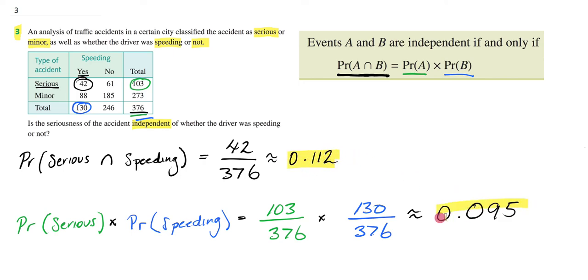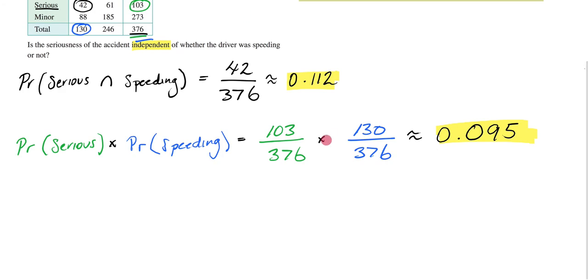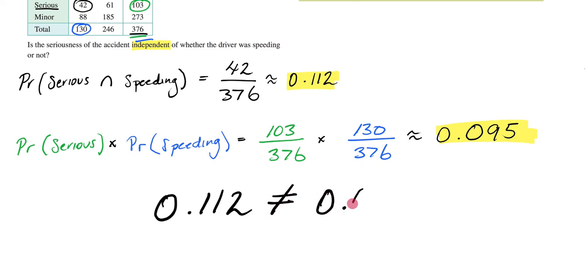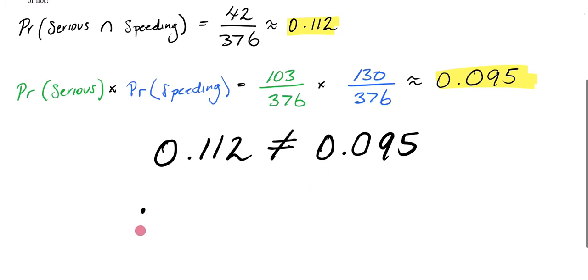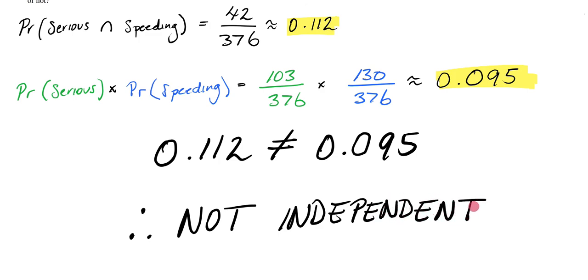So immediately, hopefully, what you can see is that we got 0.112 and 0.095. These aren't equal to each other. That goes without being said. So what you would do is I would want to see 0.112 does not equal 0.095. Therefore, not independent. The hardest part of these videos is making sure I spell independent correctly. Independent, that's correct. Therefore, not independent.